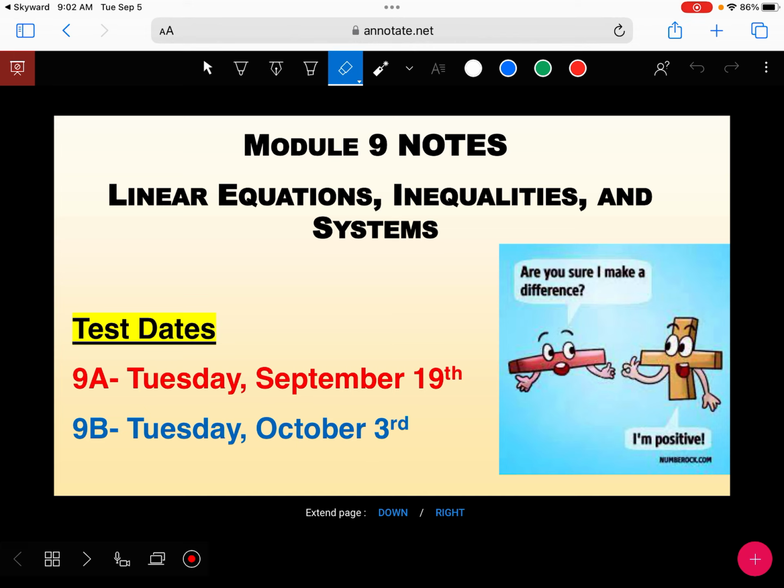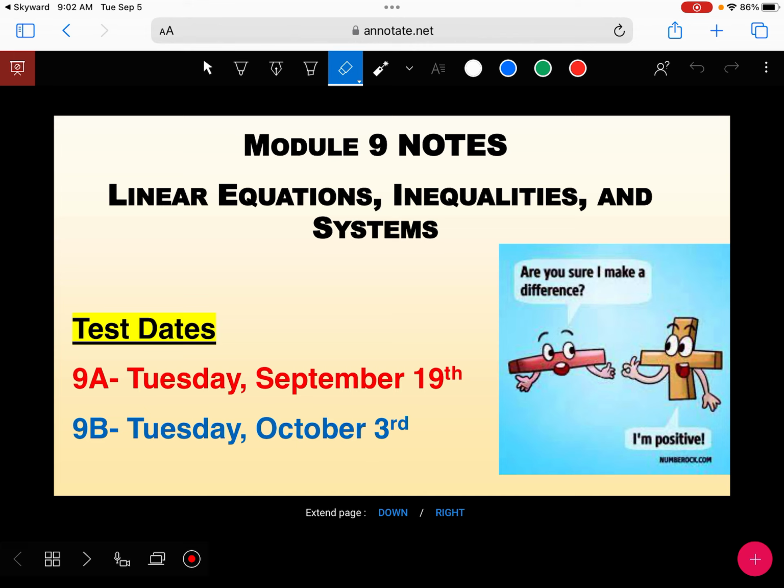So on your note packet, we are going to do bell work, so we can keep out your yellow packet. But before we start that, I just wanted you all on your note packet. We're going to use this note all the way through October. Module 9. Module 9 is over equations, inequalities, and systems. There's 2 handouts in the front.